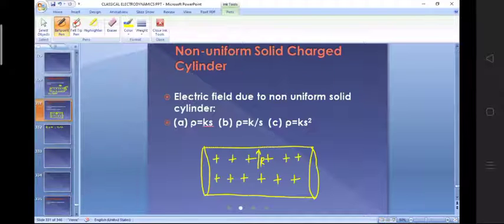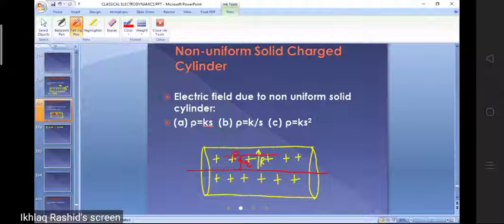Inside implies that here exists a point, for example this point P, which is at a distance of small r from the axis of the cylinder, and obviously small r is less than capital R. Then I will imagine a Gaussian cylinder like this. This is our Gaussian cylinder whose length is equal to L, and its radius is small r. Then the electrostatic field at this point will be contributed only by the charge enclosed by this Gaussian cylinder.